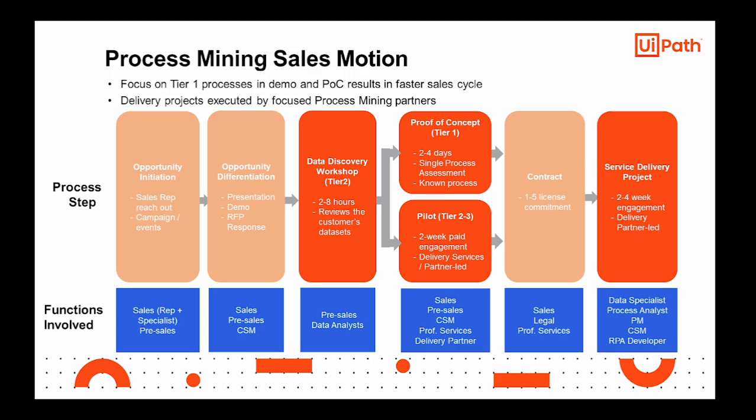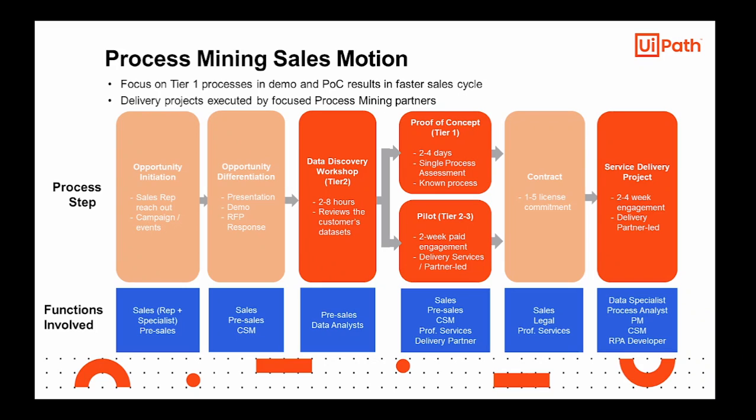There are several nuances to the process mining sales motion that are important for you to understand. First off, especially for Tier 2 processes, a data discovery workshop might be set up by your pre-sales team to help establish the specifics of the customer's intended data sets. The next stage can either involve a proof of concept or a pilot. A POC is a 2 to 5 day pre-sales event demonstrating the viability of UiPath process mining using a limited customer data set, but is only possible for Tier 1 processes that we know well.